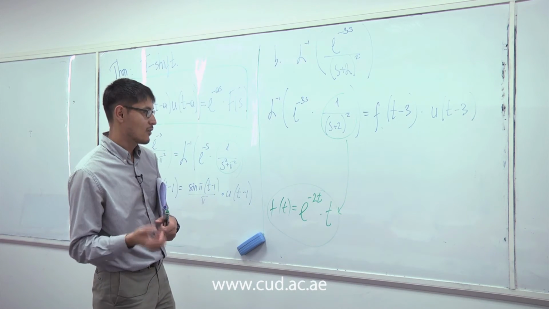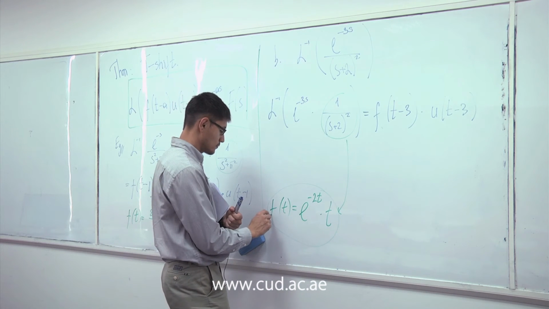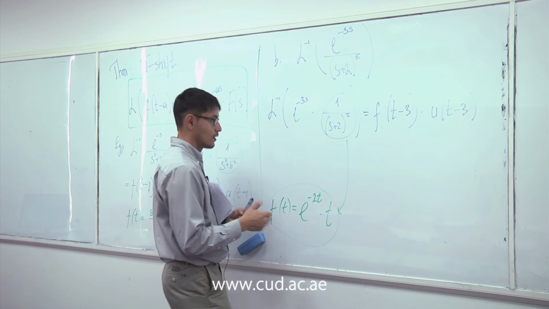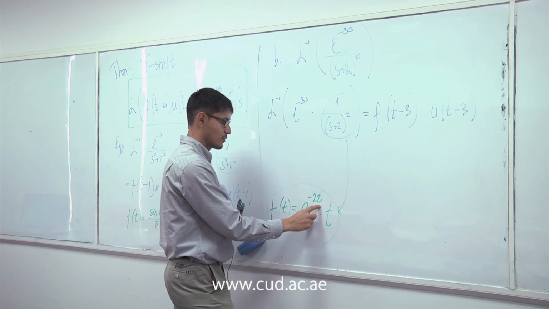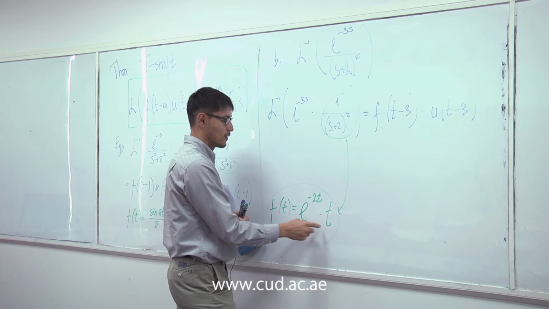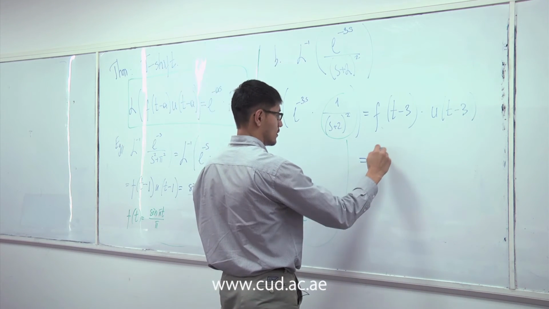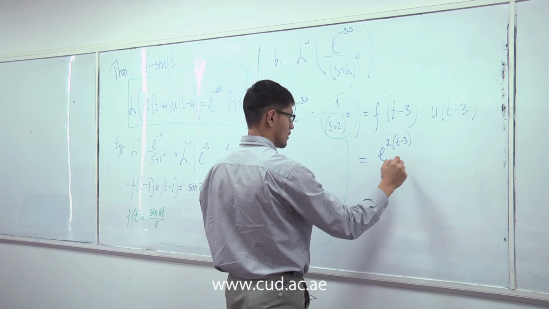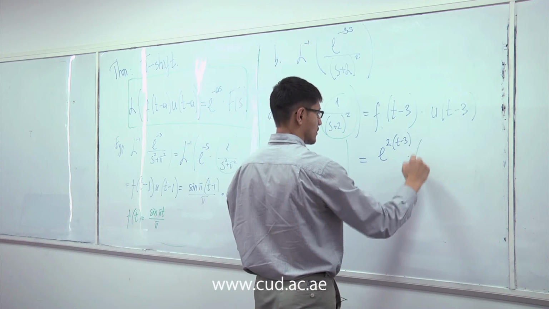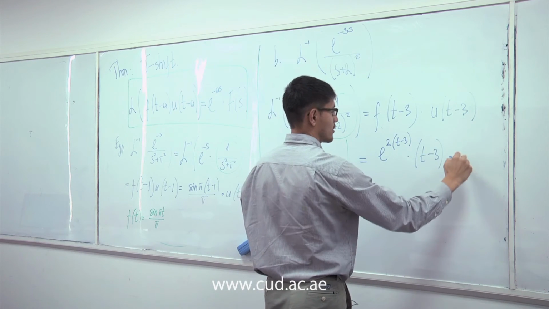Okay, so now that we have little f, to find little f of t minus 3, all I have to do is replace t with t minus 3, and we'll get e to the minus 2 times t minus 3 times t minus 3, and then the step function.